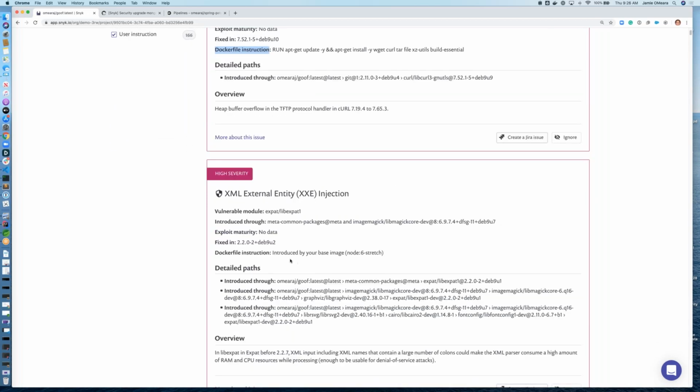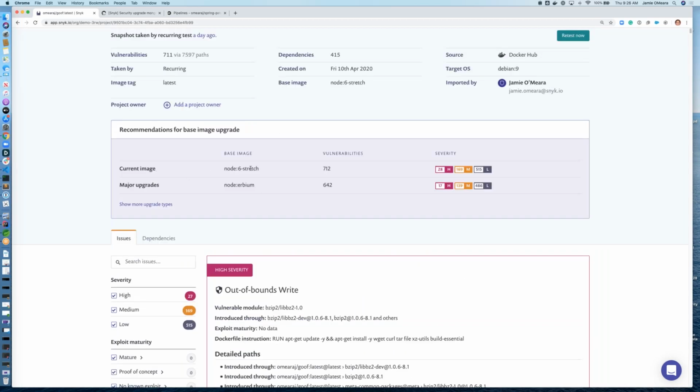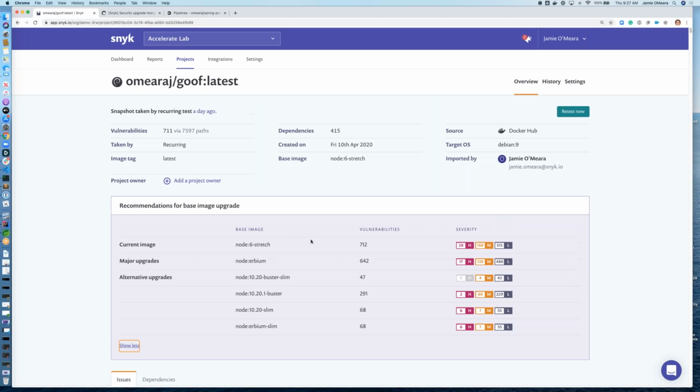In this particular one, very similar, but the Docker file instruction actually introduced through the base image. So what can I do about the base image perspective? Well, I can see what my current image is here and the number of vulnerabilities and how many are high. I can also then start to look at major upgrades to the base image or alternative upgrades that will help me reduce my overall vulnerability count. And that's a nice feature for developers to really understand how they can help participate in reducing the number of vulnerabilities within the container images that they built.